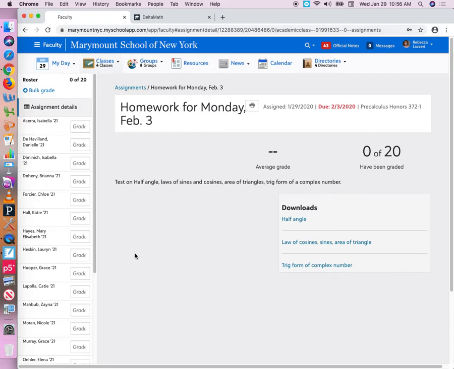Back to, we will have half angles. Don't let Mr. Hill's students get in a tizzy about that, because they probably had it on their other tests. We all have it on the exam anyway, but don't let them freak out and say, oh my gosh, we have half angle, if you're studying together, okay? Law of sines and cosines, area of a triangle, and trig form of a complex number.